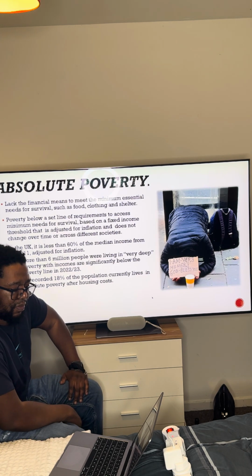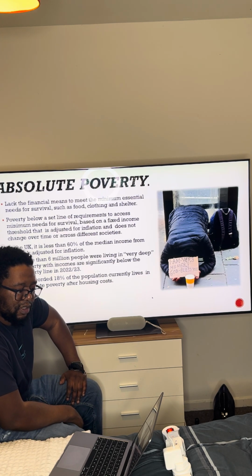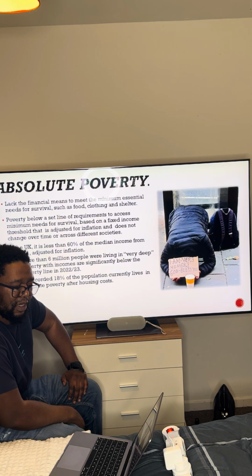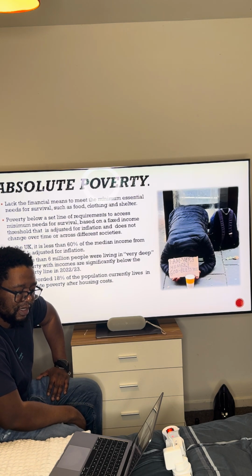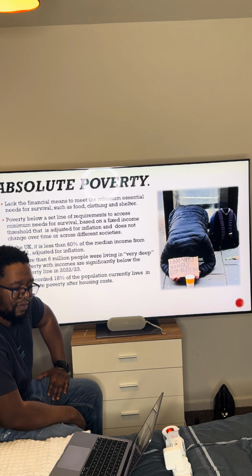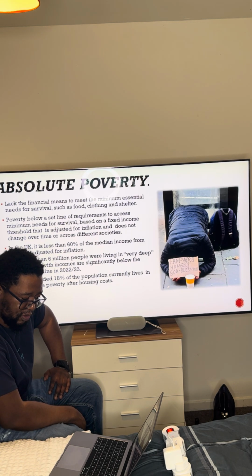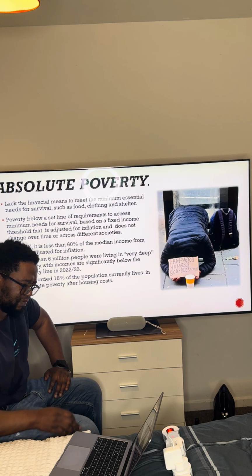Absolute poverty: the lack of financial means to meet minimum essential needs for survival, such as food, clothing, and shelter. Poverty below a set line of requirements to access minimum needs for survival, based on a fixed income threshold that is adjusted for inflation and does not change over time across different societies. In the UK, it is less than 60% of the median income from 2010 to 2011, adjusted for inflation.